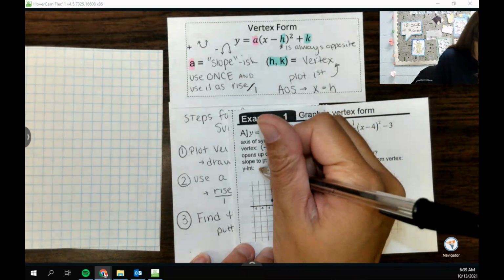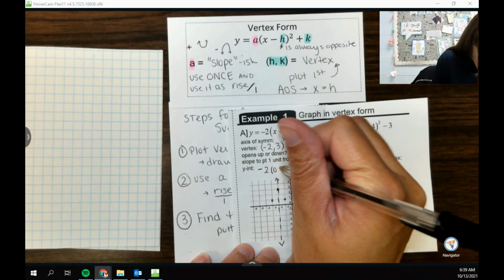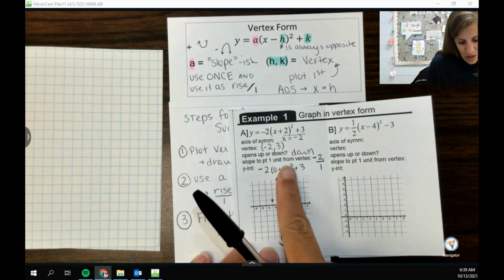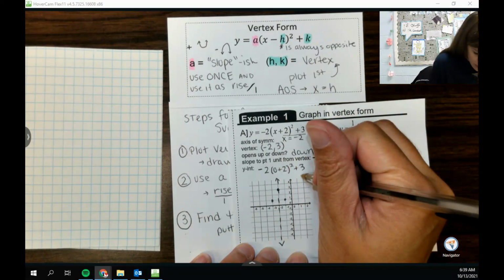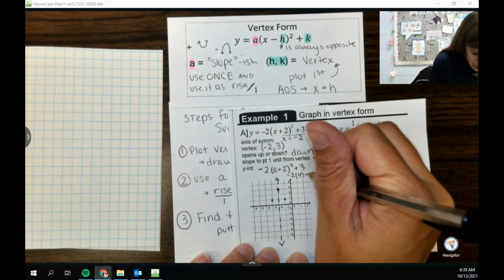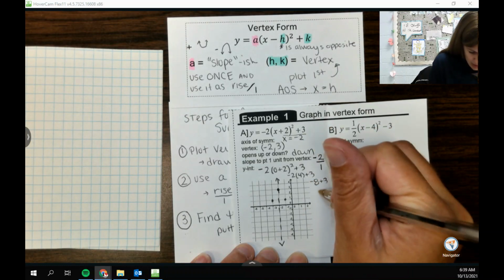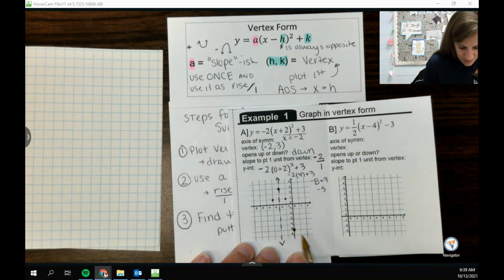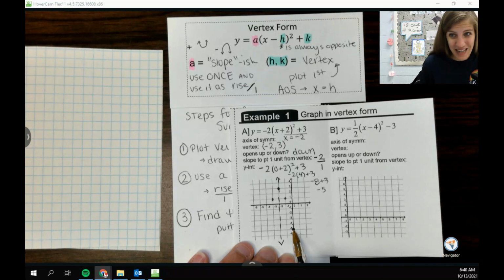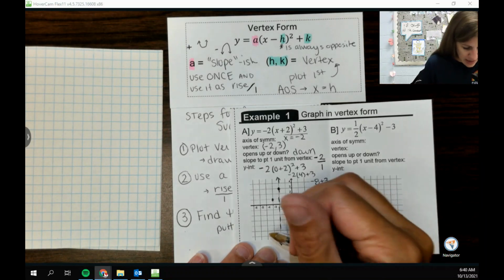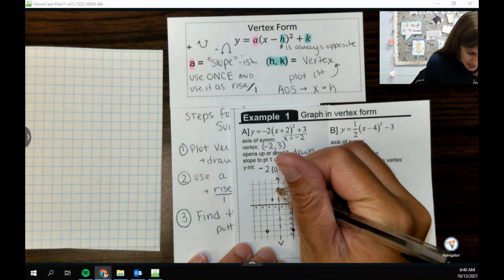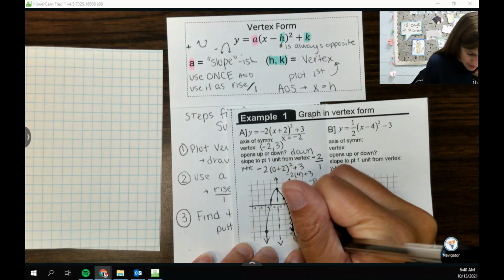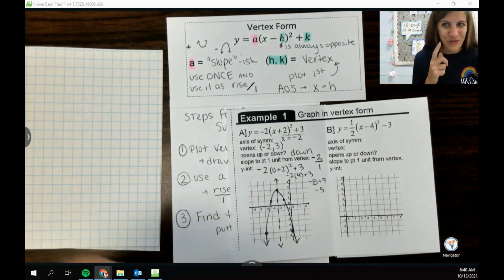And then the last thing that we can do here is find the y-intercept by putting 0 in place of x. And so 0 plus 2 is 2, squared is 4. And so we have -2 times 4 plus 3, which is -8 plus 3, which is -5. So I can go on my y-axis to -5. And then I can get another point because we can reflect it over our line of symmetry. And then look how nice that parabola looks. So cute, pointing down.